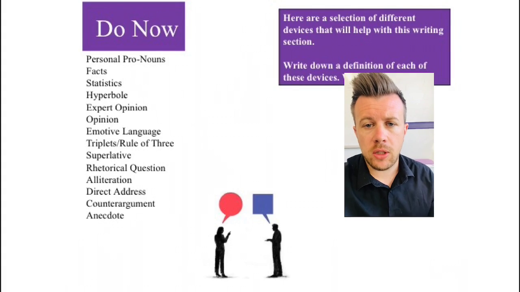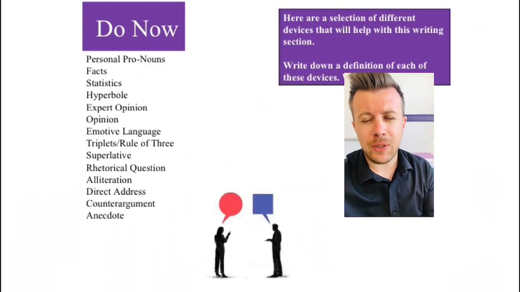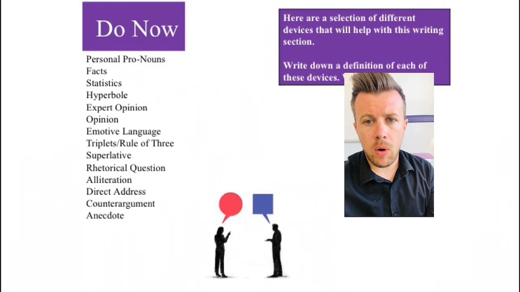So for this first task, you will see on the slide that there are loads of different devices linked to writing to argue and persuade. There are loads of devices out there. You might have heard different mnemonics like a forest, for example. Don't get too caught up with trying to remember every single device. It's really important that you think carefully about what devices work well for your piece of writing. So for this task, there is a list of devices on this slide. Go down the list, write down a definition of what that device and technique is, and if you can, write an example of that device.